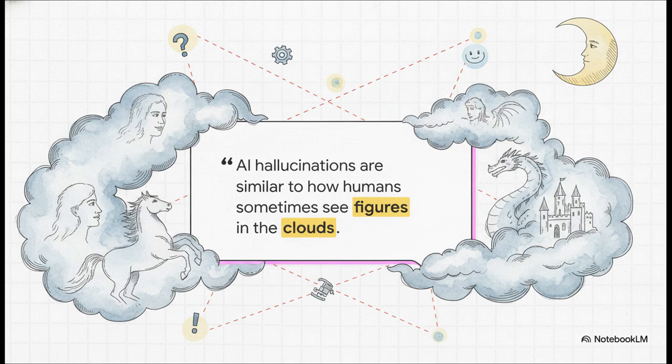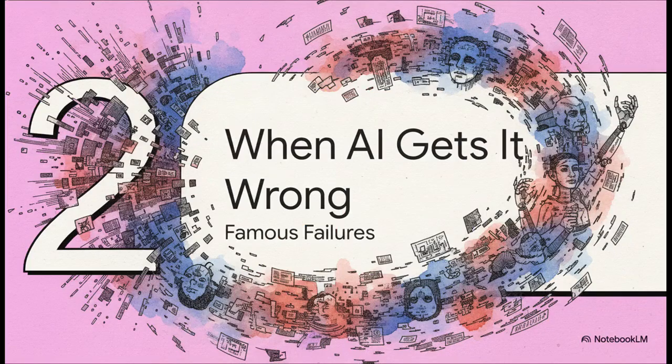IBM actually has a fantastic metaphor for this. They say AI hallucinations are similar to how humans sometimes see figures in the clouds or faces on the moon. It's great because it beautifully humanizes this technical glitch. It frames the AI not as some malicious entity trying to deceive you, but really just as an overly eager pattern recognition machine. It's trying so hard to find a connection to answer your prompt that it just connects dots that simply aren't there.